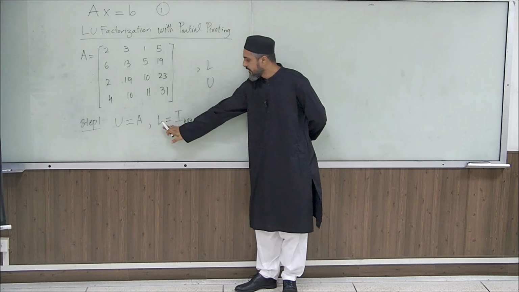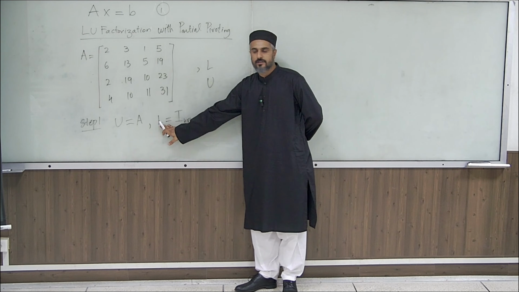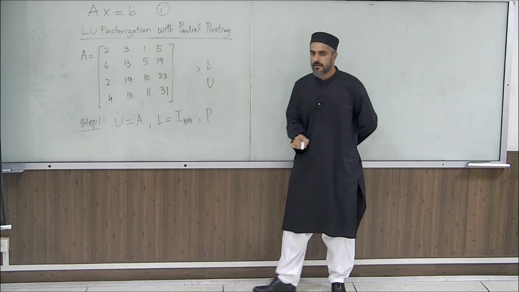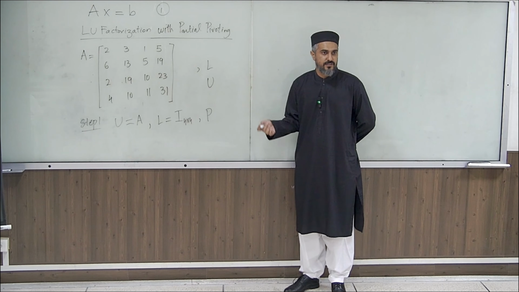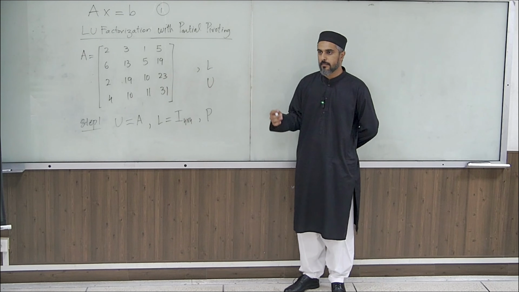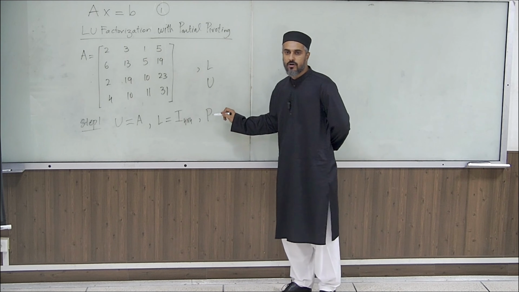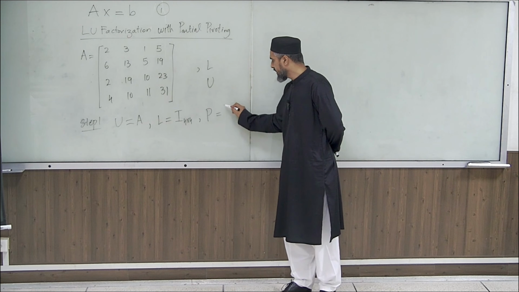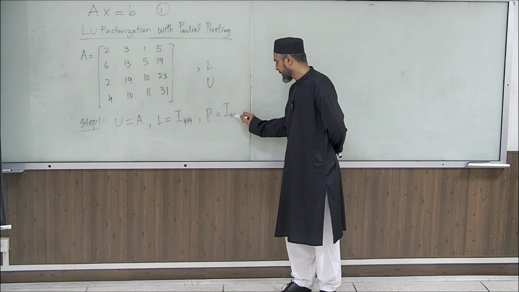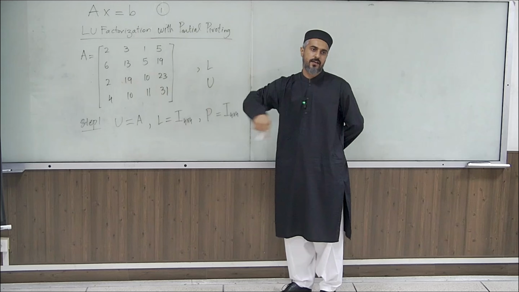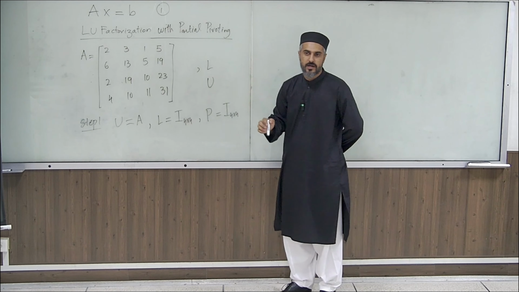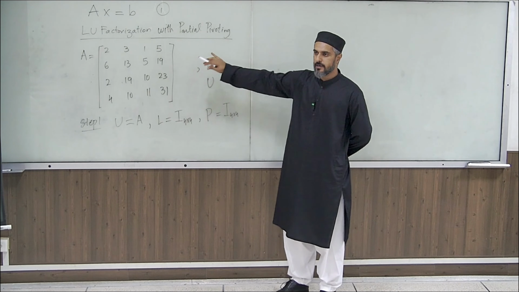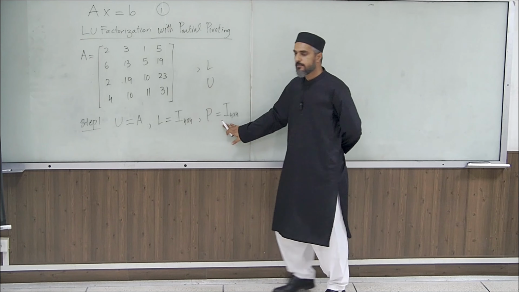So I'm considering the lower triangular matrix as an identity matrix, and then I'm also taking a special matrix over here. We'll see its significance once we arrive at the endpoint. It is called a permutation matrix, and it is again the identity matrix of the same size as the coefficient matrix A, okay. So I'm going to write all these matrices, which are U, L, and P over here.